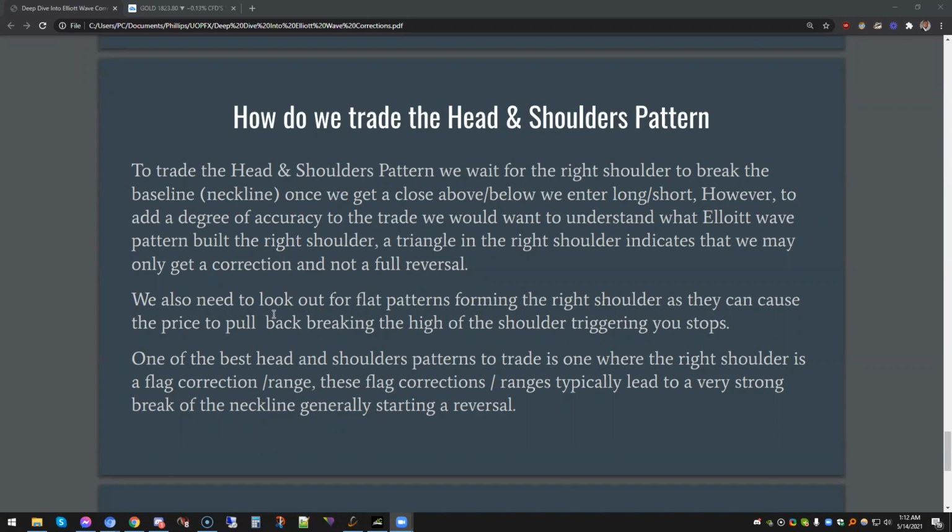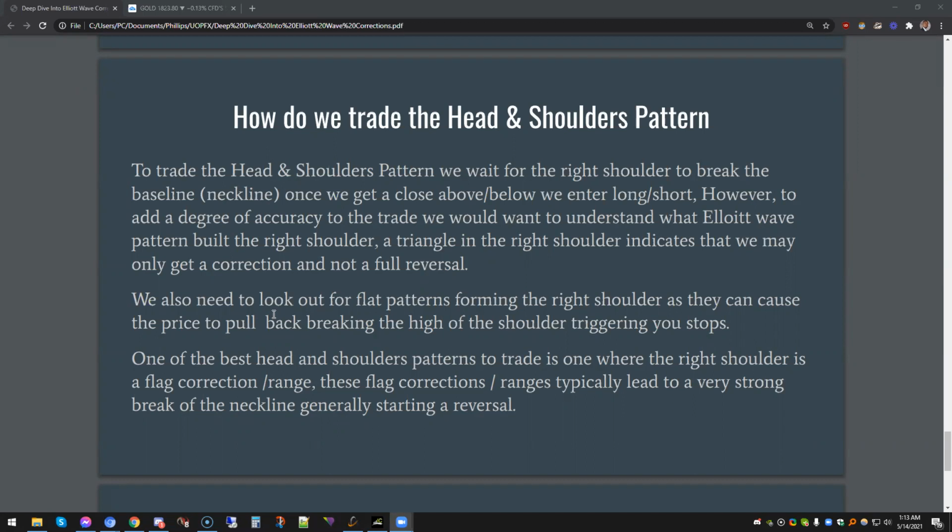We also need to look out for flat pattern formations in the right shoulder. When you find a flat pattern formation in your right shoulder, you could already think that your head and shoulders right shoulder is already complete, and you jump into your trade. When you jump into the trade, the price then pulls back, stops you out, because generally your stop is going to be just above that right shoulder. So it's going to come back and stop you out, then drop in your favor. So you need to understand what Elliott wave formation is building your head and shoulders right shoulder. Okay, if you understand the different Elliott wave corrective formations, they will help you a great deal in identifying and taking a good trade on the head and shoulders formation.